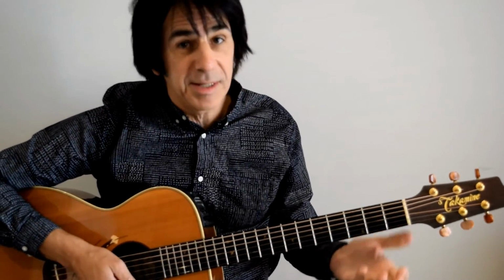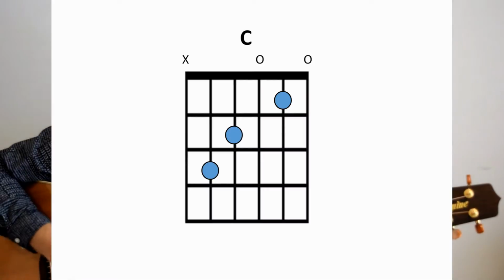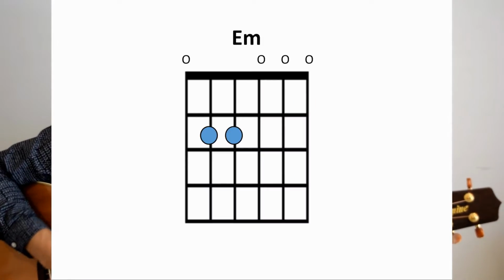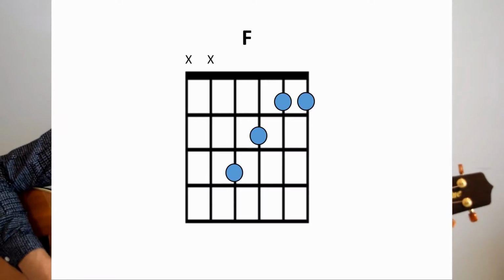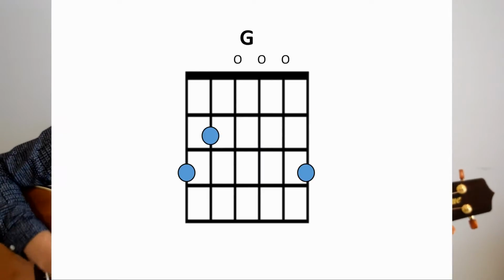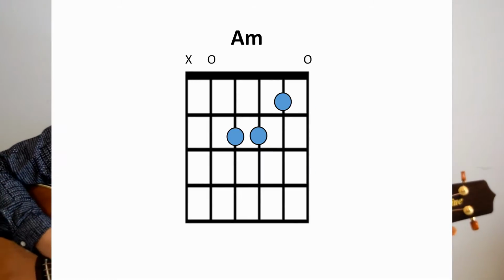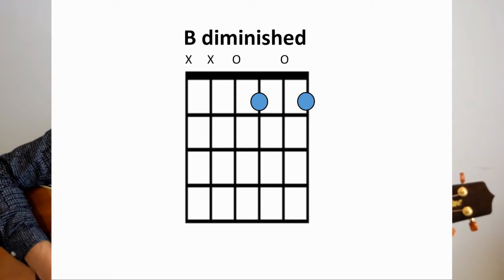Okay, if we continue up the scale in this way, as you will see from the diagram, if we do play all the chords in order, we're going to get C, D minor, E minor, F, G, A minor, B diminished, and then C again.